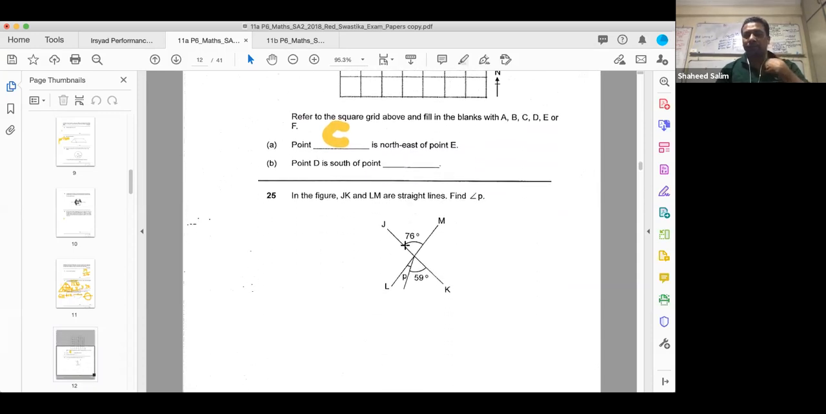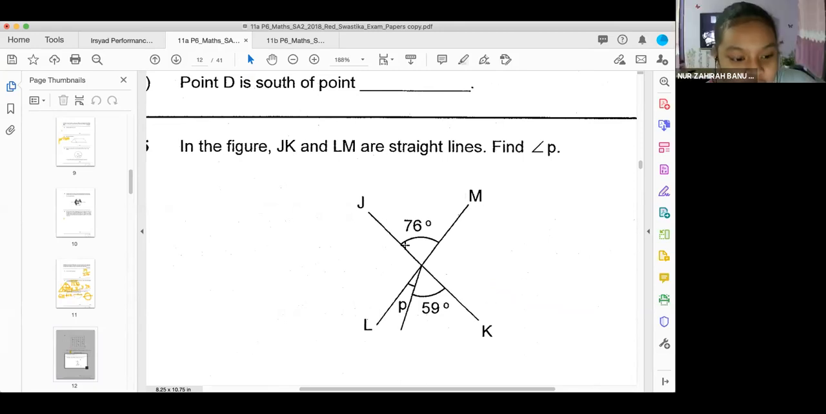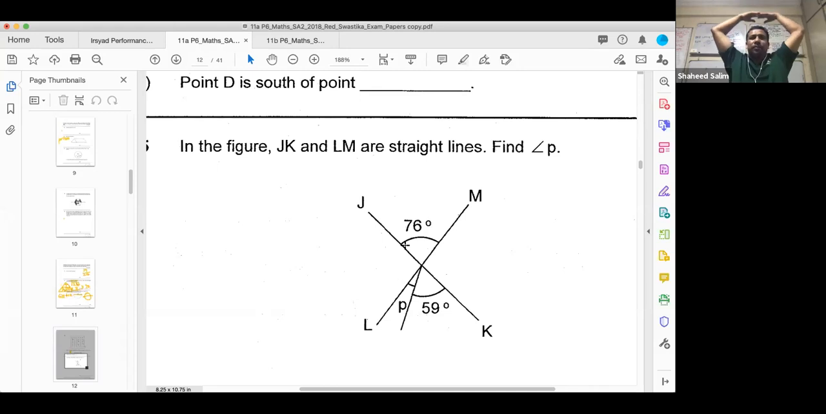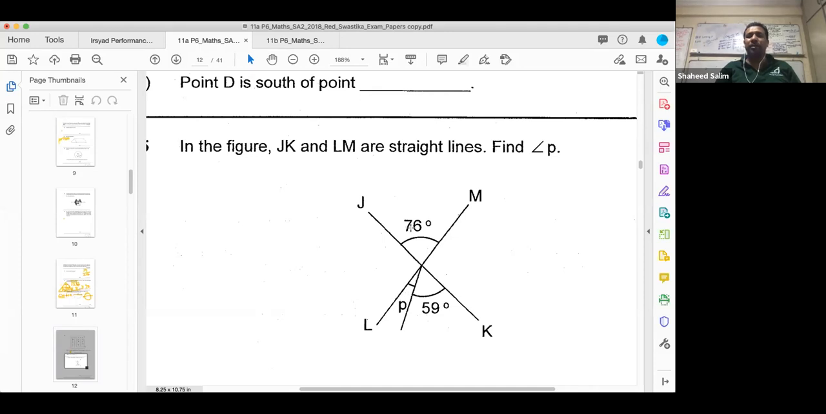Okay, last question. 25. So easy, this question. Anyone? Last question. Going once. Going twice. Going thrice. 17. Shafika, did you get 17? Rahana, did you get 17? Yes. Yes, 76 minus 59.